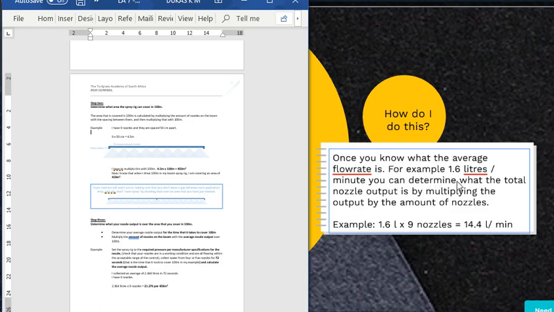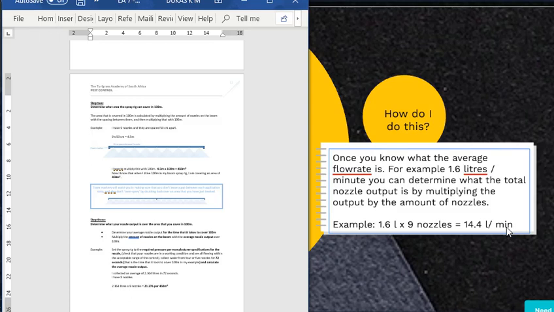Now that we know that, we can multiply that average with our 9 nozzles. For every minute that the boom spray rig is running, each of these 9 nozzles is letting out 1.6 liters of prepared pesticide solution. So we need to work out, if for 1 minute all 9 of them are flowing, how much is that total amount that we're putting down in that 1 minute. In this example, 1.6 liters times those 9 nozzles is going to give you 14.4 liters per minute. So what does this tell us?